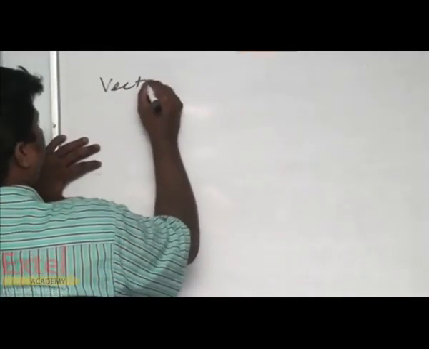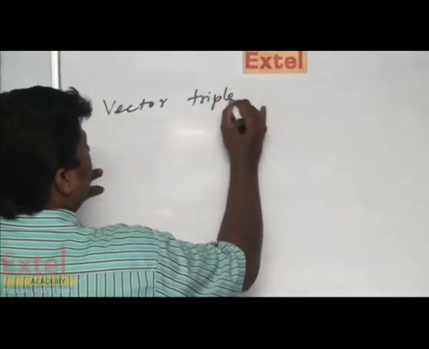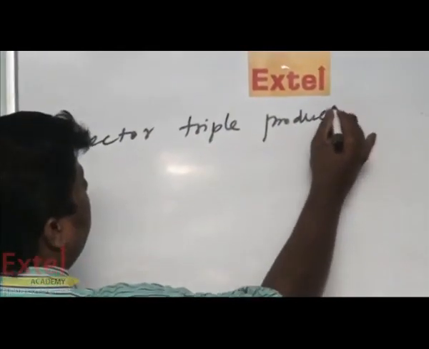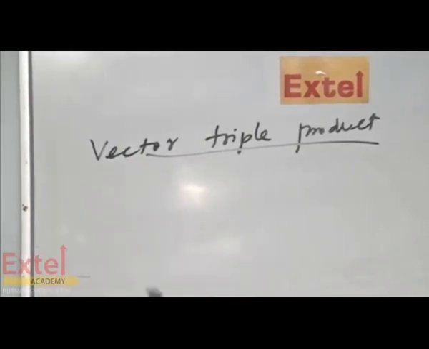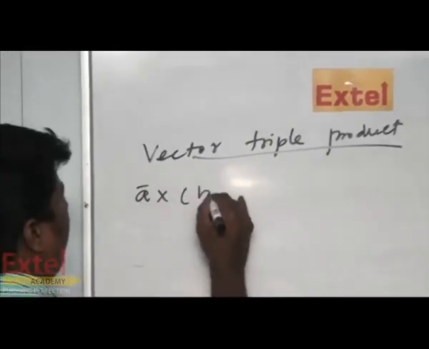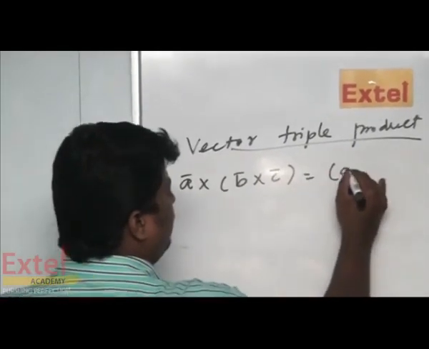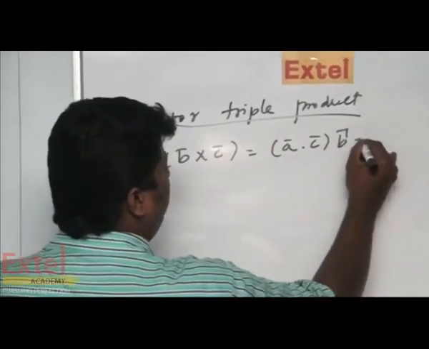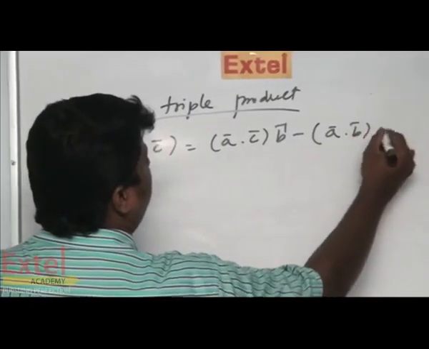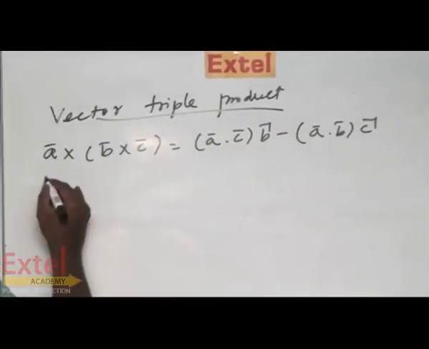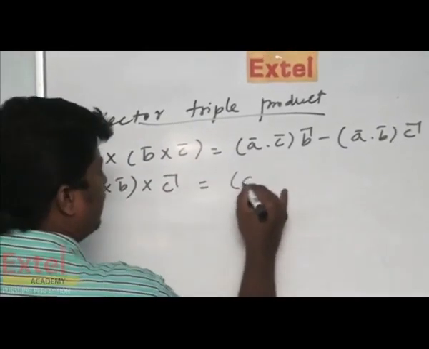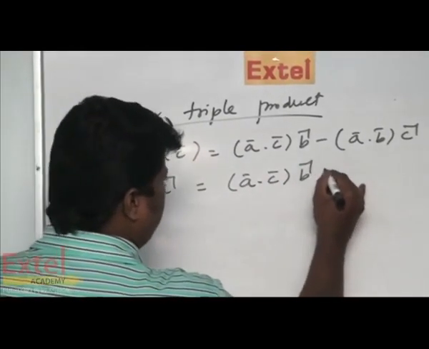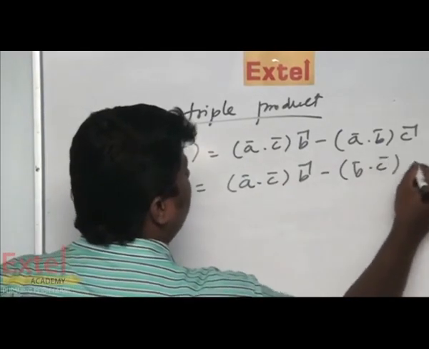Vector triple product. If a vector, b vector, c vector are any three vectors, then the vector triple product a vector cross b vector cross c vector is equal to a vector dot c vector into b vector minus a vector dot b vector into c vector, and then a vector cross b vector cross c vector is equal to a vector dot c vector into b vector minus b vector dot c vector into a vector.